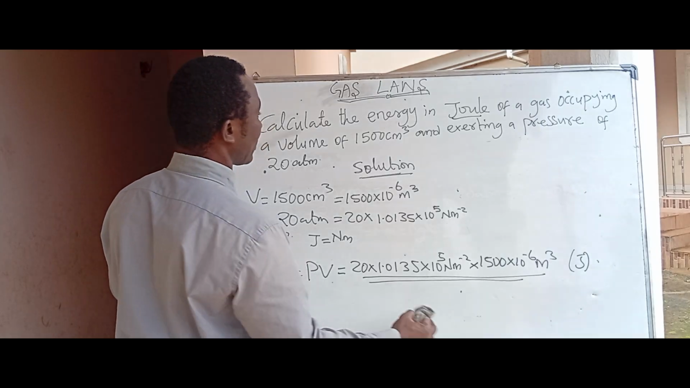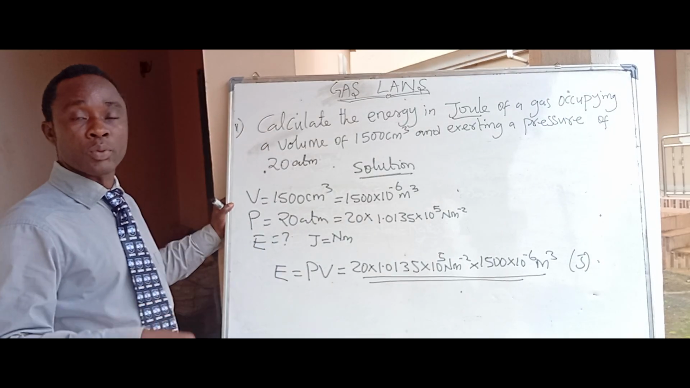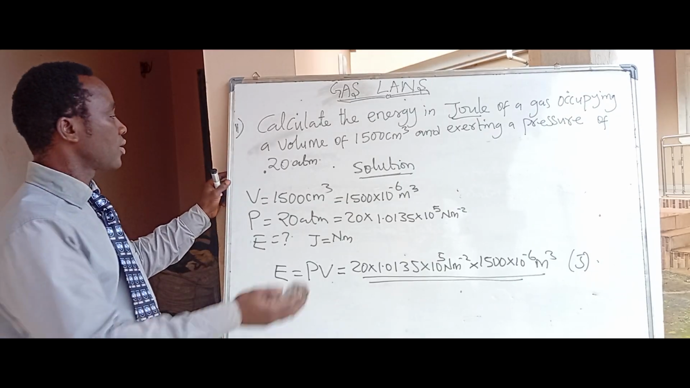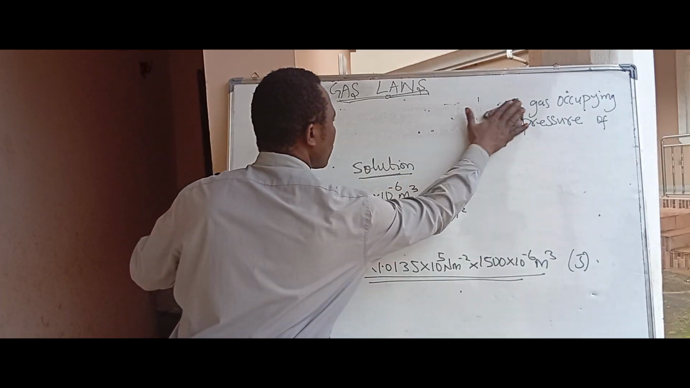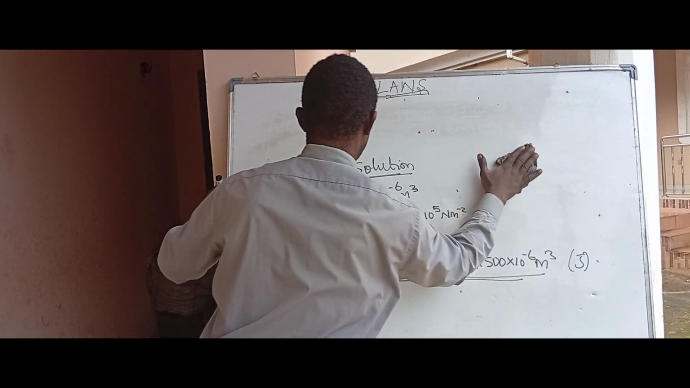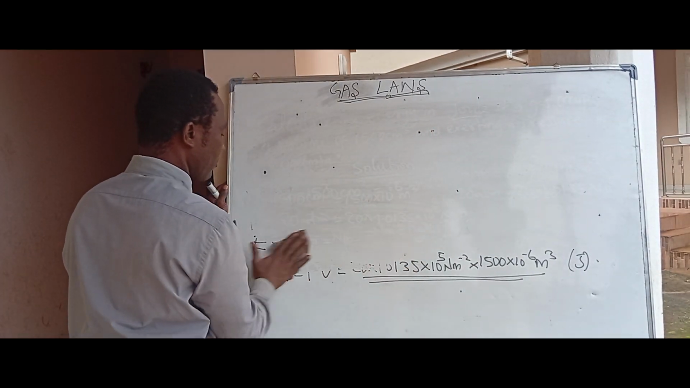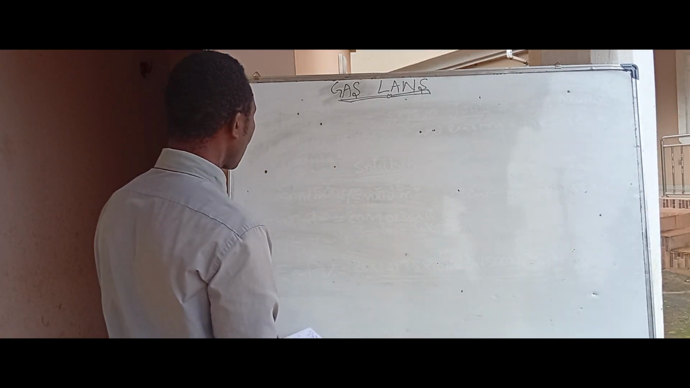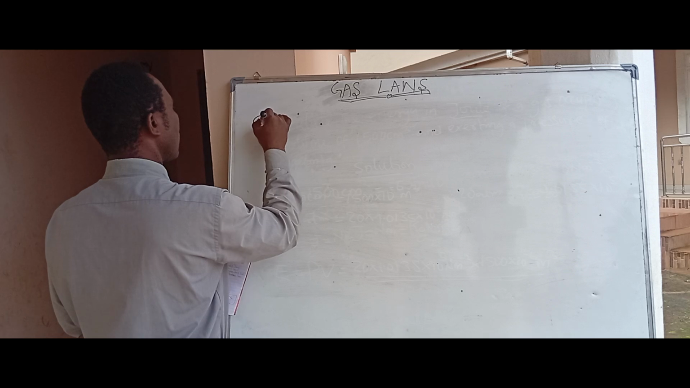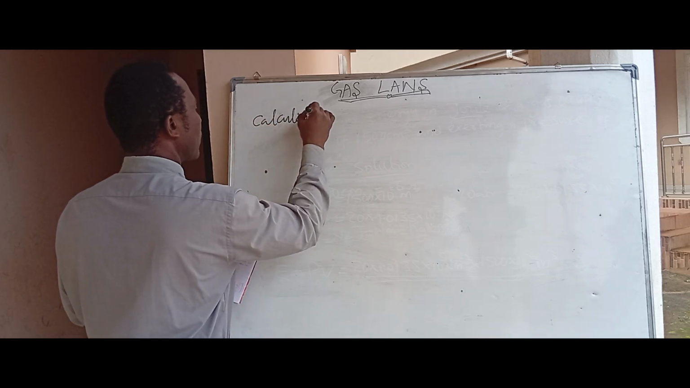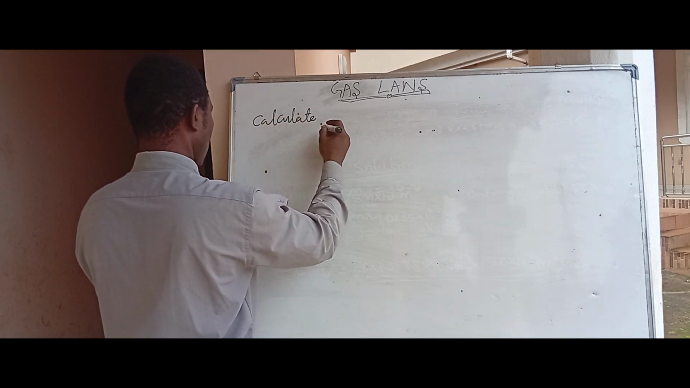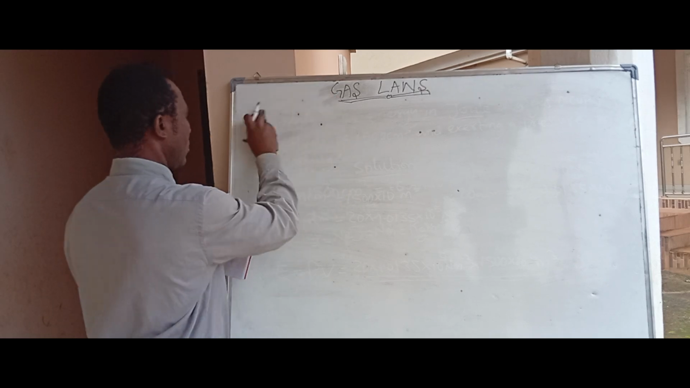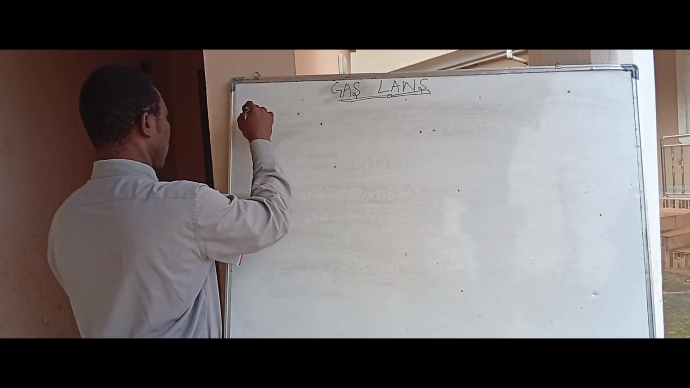Now let us go to the next question. Having seen the procedure you can use to solve this, we can go to the next question. I will be writing out the questions. I will not be dictating them so that everyone can see them. Now the second question says, calculate, okay, it says number 2.